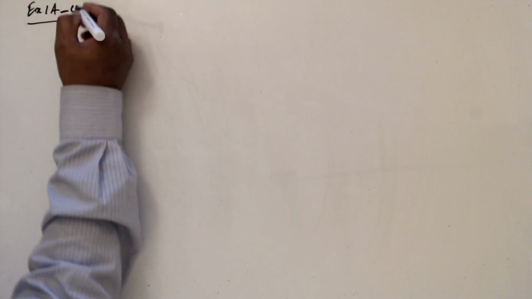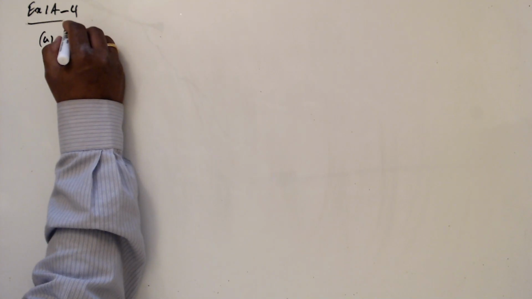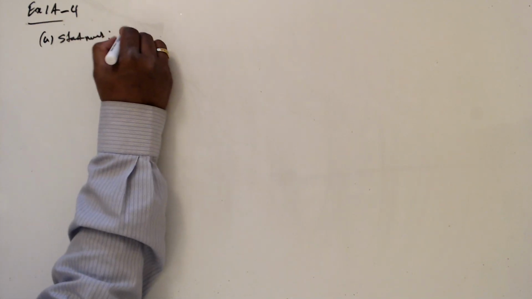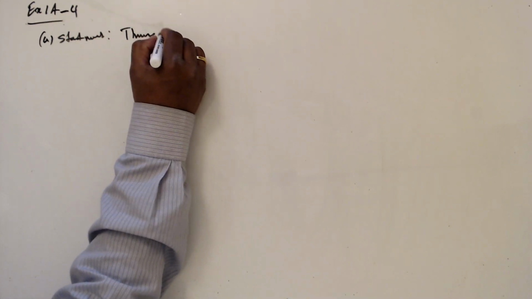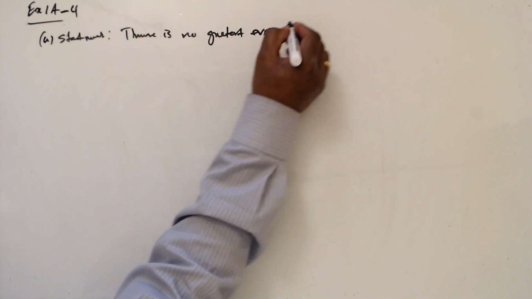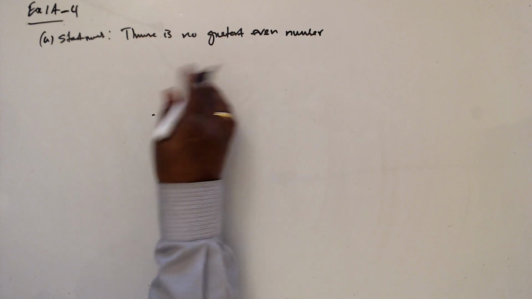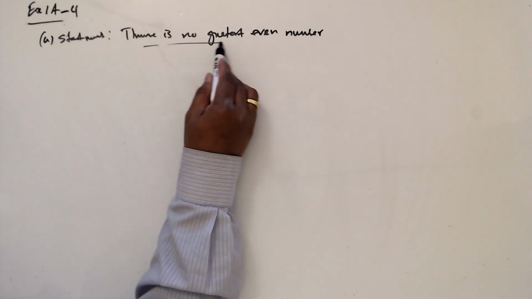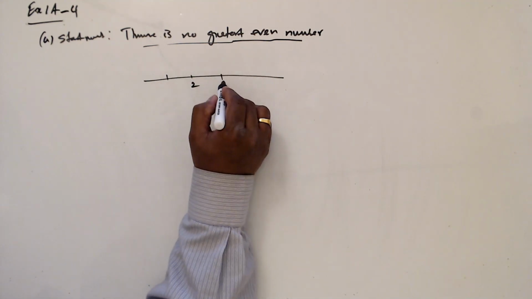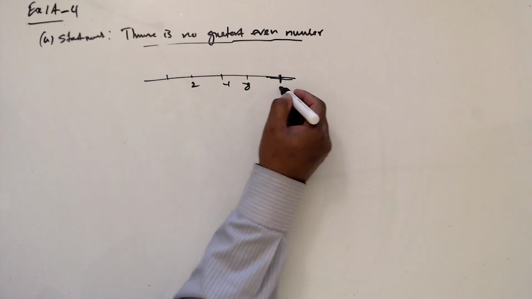Question number 4. We have to prove the statement that there is no greatest even number. This is true actually. Yes, there is no greatest even number. When you take the number line, 2, 4, 6, likewise there is no greatest one. If you tell me a number, I will tell the next one.